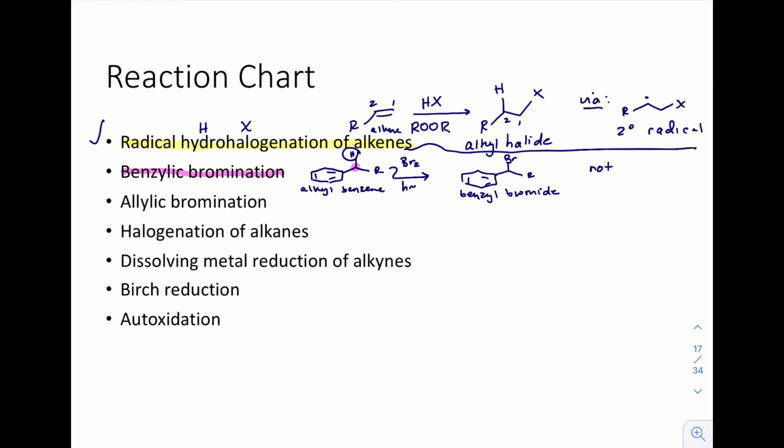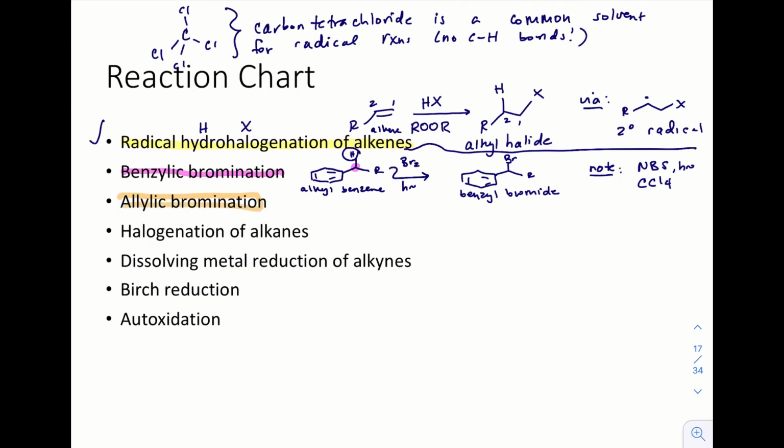We can note here that NBS can also be used, and NBS is often used with the solvent carbon tetrachloride. So I apologize, I do not believe I included that on the previous slide. But be sure that you know that carbon tetrachloride is a common solvent for radical reactions, and the reason is it doesn't have any reactive CH bonds.